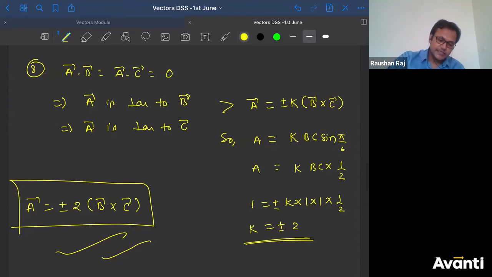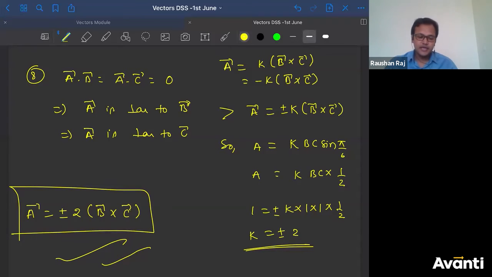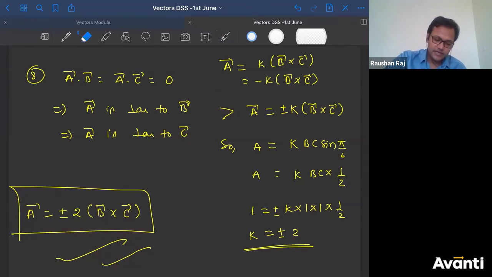Because A is perpendicular to B and C also, I can write this as A vector is equal to some constant K into B cross C. Similarly, I can write minus K into B cross C as well. Okay? Because A is perpendicular to B cross C. So B cross C or C cross B, both of them are having what? If I'm writing, let me write it here like this.